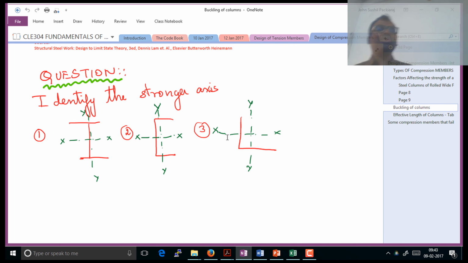I've got two axes here, Ixx, Iyy. Which is the stronger axis? You have to give your reasons.